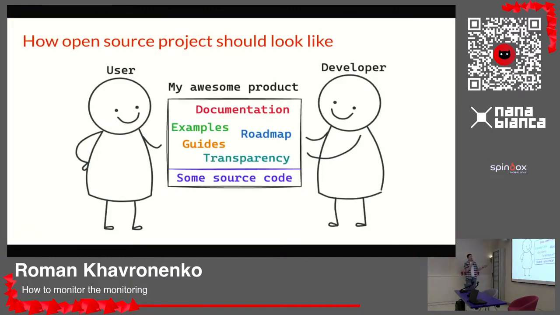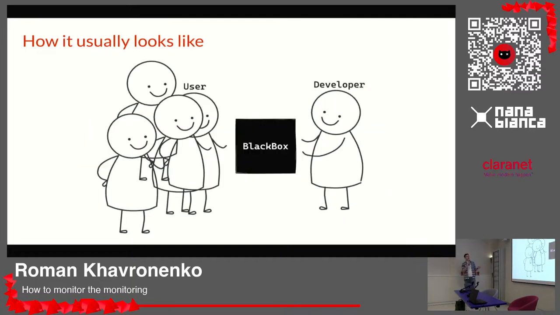Okay, what should an open source project look like? Well, if you think of a good example of an open source project, you will probably think of something like Kubernetes or Prometheus. And if you try to describe it to a friend, you will likely say that they have really rich, extensive documentation. They have many examples. They have a transparent roadmap, guides, and a little bit of code, which actually makes the project work. But what it usually looks like is this.